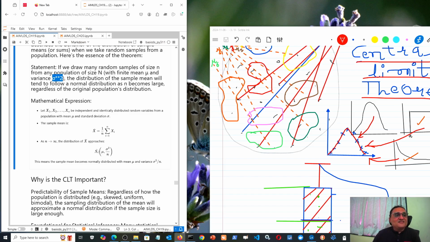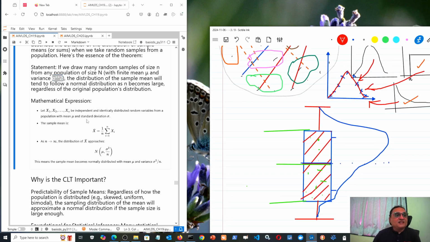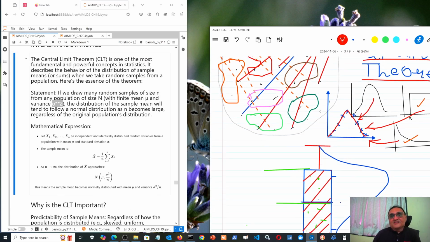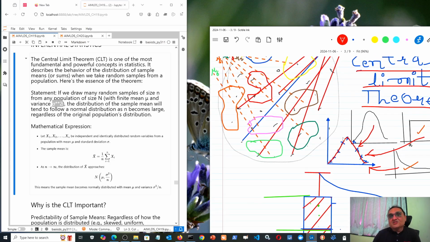This symbol is just showing that the distribution characterized by this mean and this variance approaches a normal shape as small n approaches infinity. That means as the number of observations becomes larger and larger, this distribution more and more resembles a normal distribution or a bell curve, right? Hopefully you are clear. The important point to note is that this is the distribution of means of samples. This is not the distribution of data points inside each sample. That is point number one.